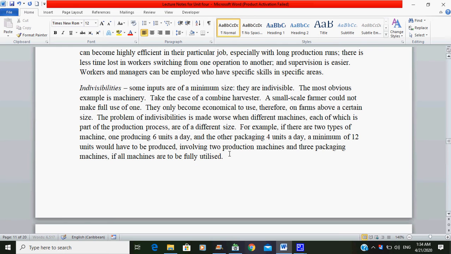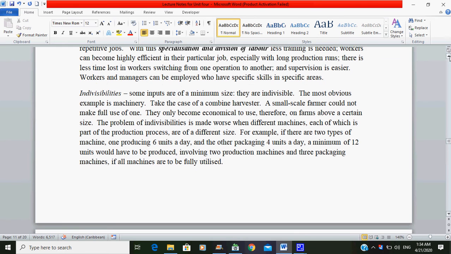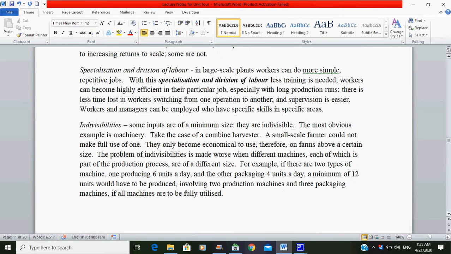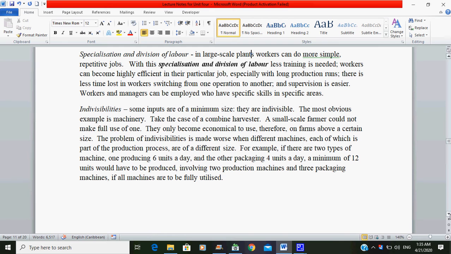Next one is indivisibilities. So there are several reasons why firms experience economies of scale. This is one, specialization and division of labor. Next reason is indivisibilities. Some inputs are of a minimum size. They are indivisible. That means they cannot be divided, right?